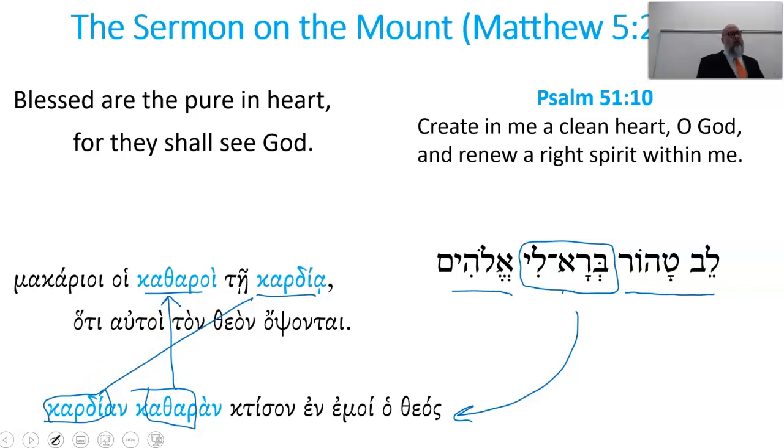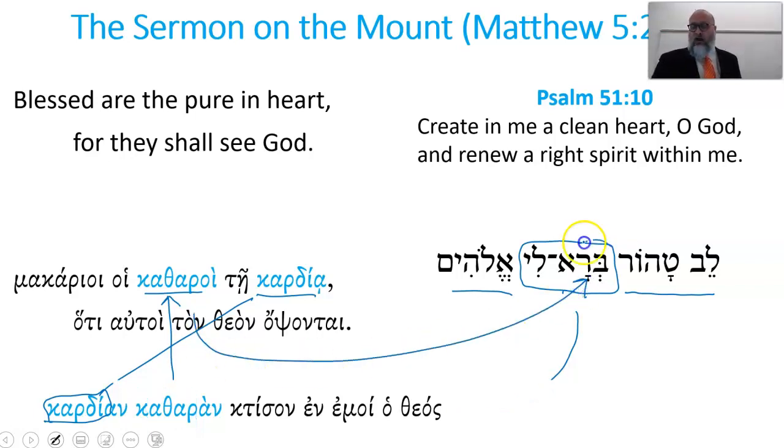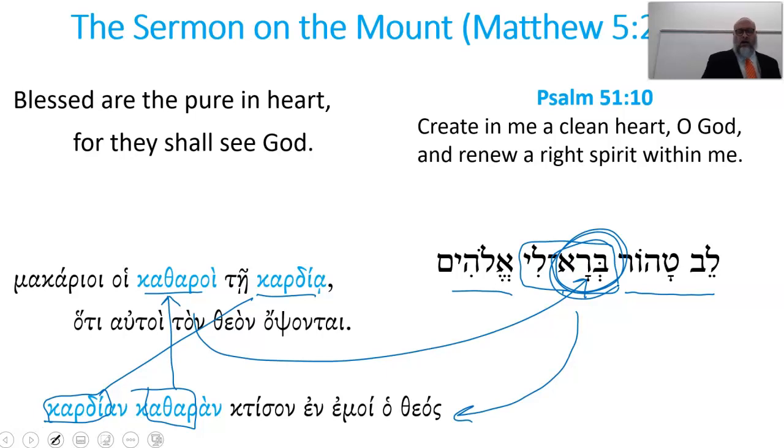So how do you get a pure heart? If you have a pure heart, you're blessed. Well, how do you get it? Well, God has to create it inside of you, just like he created the universe. Bereshit bara Elohim et hashamayim ve'et ha'aretz. In the beginning, God created the heavens and the earth.